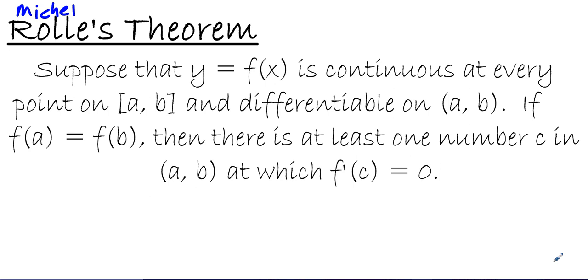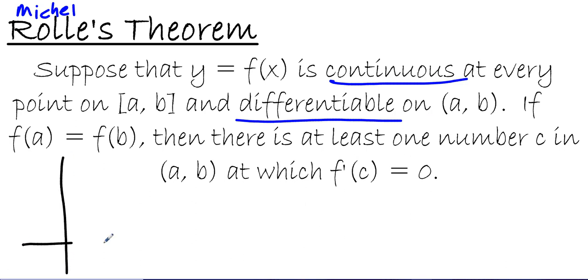Suppose that you have some function, it's continuous and it's differentiable. Continuous on the closed interval, which means it's continuous at the endpoints. Differentiable on the open interval, which means it might be one of these where there's like a vertical tangent at a or b. If there's a vertical tangent, there's no slope. And if there's no slope, then the function is not differentiable at that point. So we're continuous everywhere. We're differentiable everywhere except for maybe the endpoints.